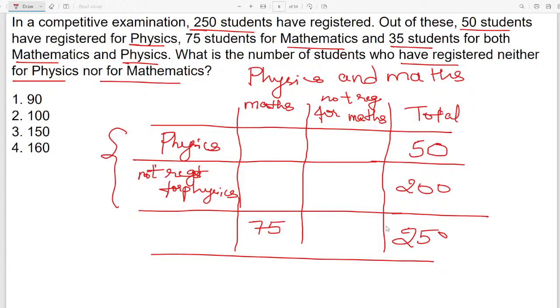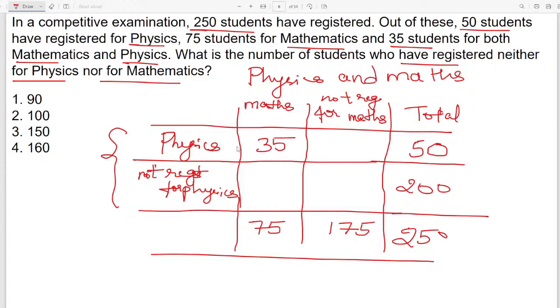This is 75, and the remaining is 175. So the remaining people who have not registered for maths is 175. This is how we write. And then they are saying that 35 students have registered for both maths and physics. So maths and physics, 35 students are registered. So here it would be 35.